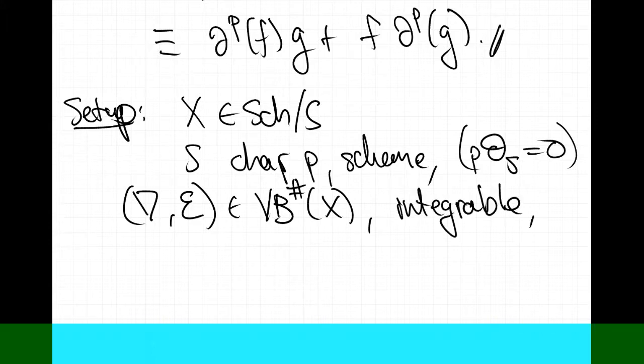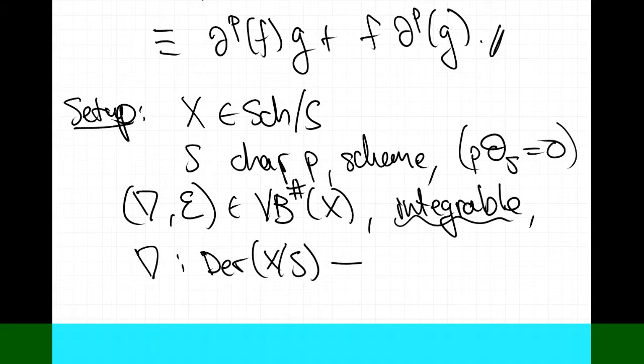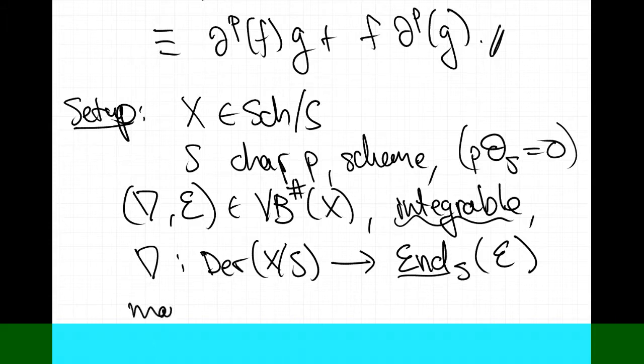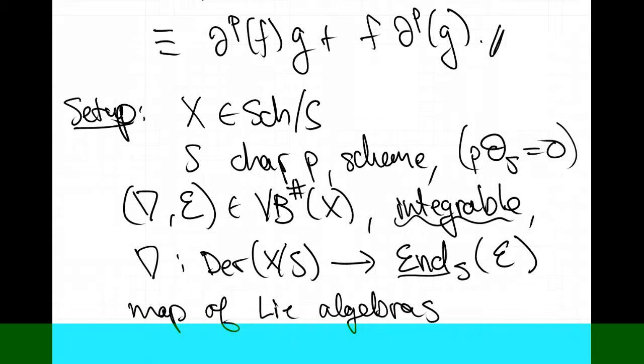What integrable means is that this connection is going to give us a map from derivations of X over S to S-endomorphisms of E. So this is a sheaf here, and furthermore this thing is going to be a map of Lie algebras. Okay, this integrability thing has nothing to do with characteristic p. This is just in our setup.